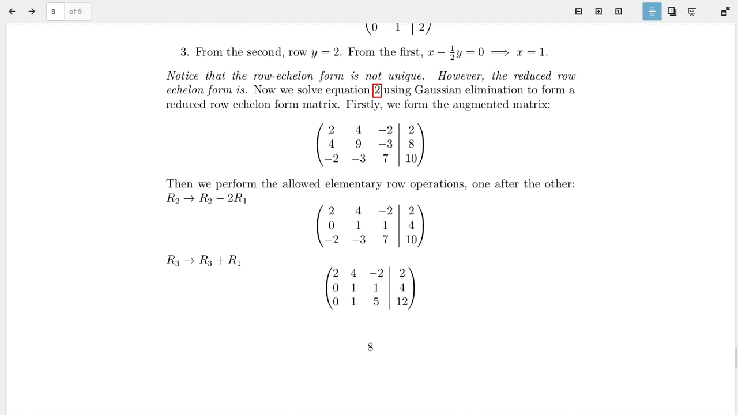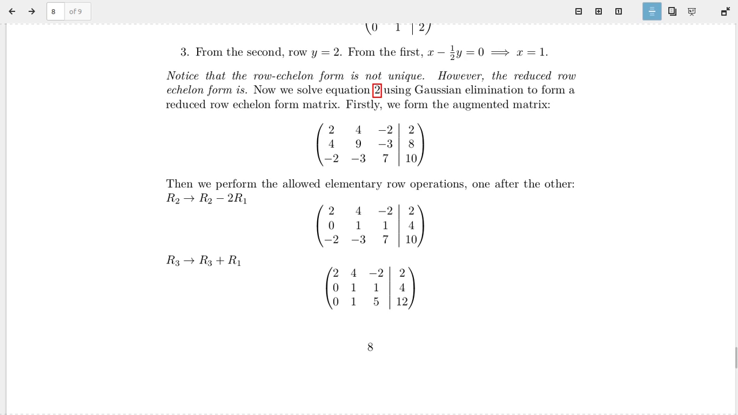So let's see one way of making this guy 0, right? This 4, I want this to be 0. So if I do R2 minus 2 R1, this is 4 and this is 2. So 4 minus 2 times 2 is 0. And 9 minus 2 times 4 is 1. See, I've got 1 already here. And minus 3 minus 2 times negative 2 is 1. And this becomes 4.